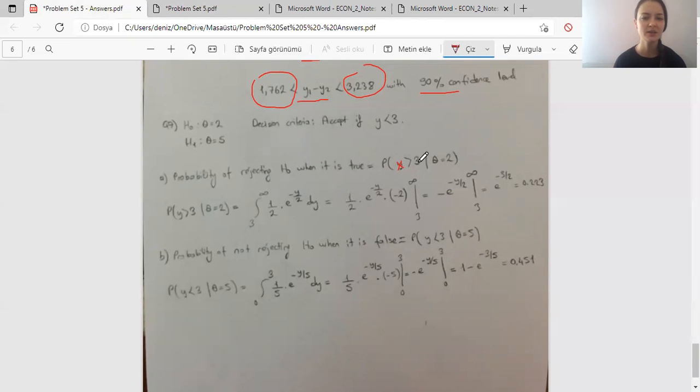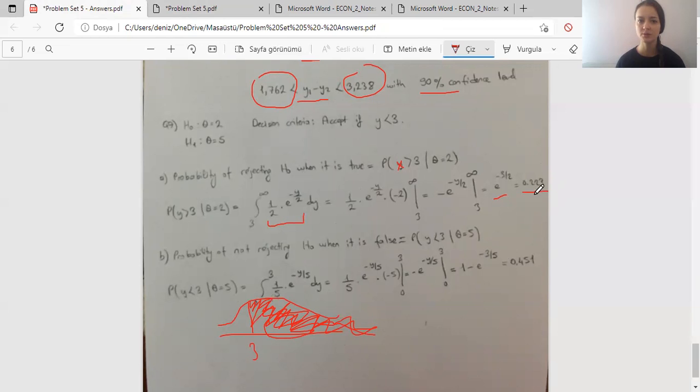So here we are just calculating the probability. We are writing the PDF here, and the boundaries are what? Probability of y greater than 3 is the integral of the PDF from 3 to infinity. This is your PDF, and you are calculating the probability from 3 to infinity. When you calculate it, you find e^(-3/2), which is 0.22 approximately.